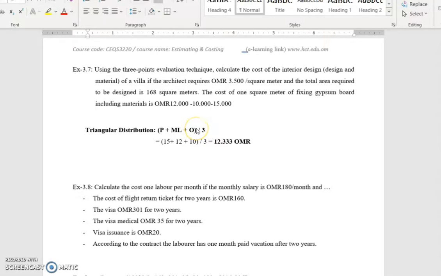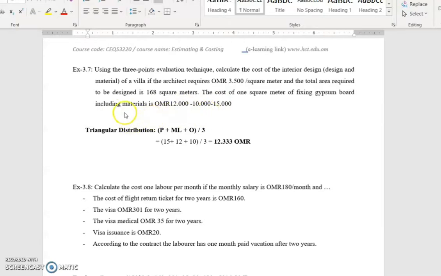So let's take the exercise here, 3.7. The exercise says, using the 3 points evaluation technique, calculate the cost of the interior design and material, both, of a villa if the architect requires 3.5 Omani riyals per square meter, and the total area required to be designed is 168 square meters, and the cost of the square meter of fixing gypsum board, including materials, is 12, 10, 15, which is optimistic and pessimistic and most likely.